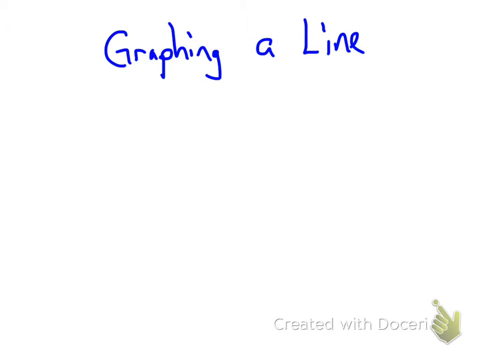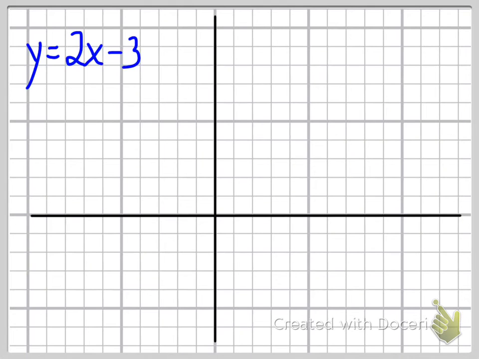In this video, we're going to look at how to graph a line. And when we're talking about graphing the line today, we're going to work from the equation y = mx + b, which is our slope-intercept form. So the first example we will look at, y = 2x - 3.